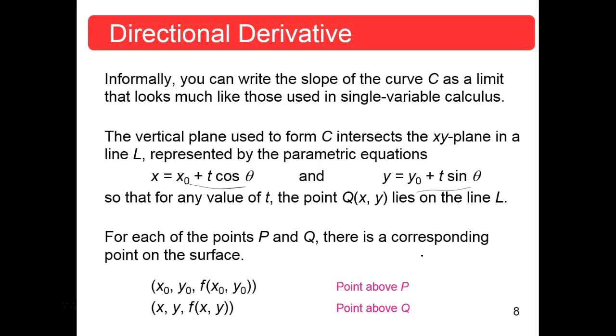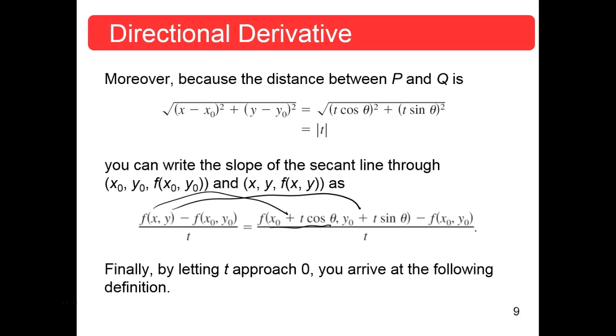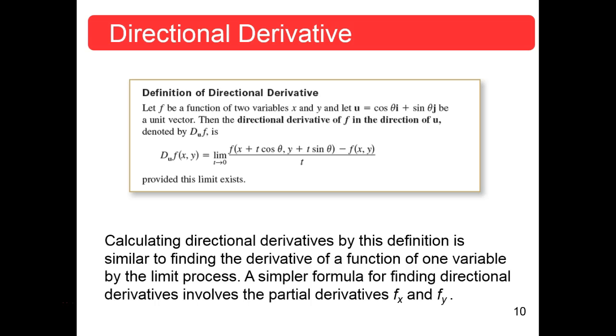For each of the points P and Q, there's a corresponding point, of course. In other words, these are points on the xy plane. These are the corresponding points for P and for Q up above the xy plane in the realm of various z's. Okay. All right. So here's the definition.